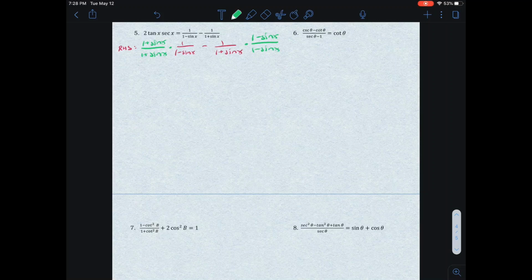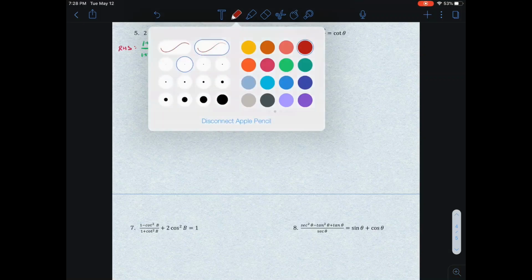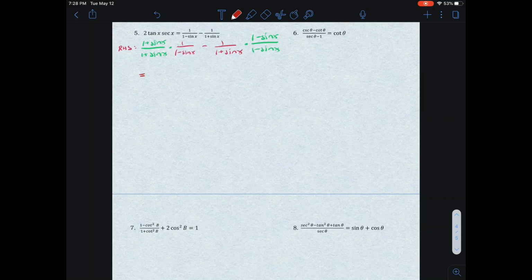Hopefully you see why I did that, because I want the common denominator to be 1 plus sine of x and 1 minus sine of x, right? Now from here, we're going to just simplify it out, okay? On the top, I'd be left with 1 plus sine of x. I'm going to actually multiply the bottom out.